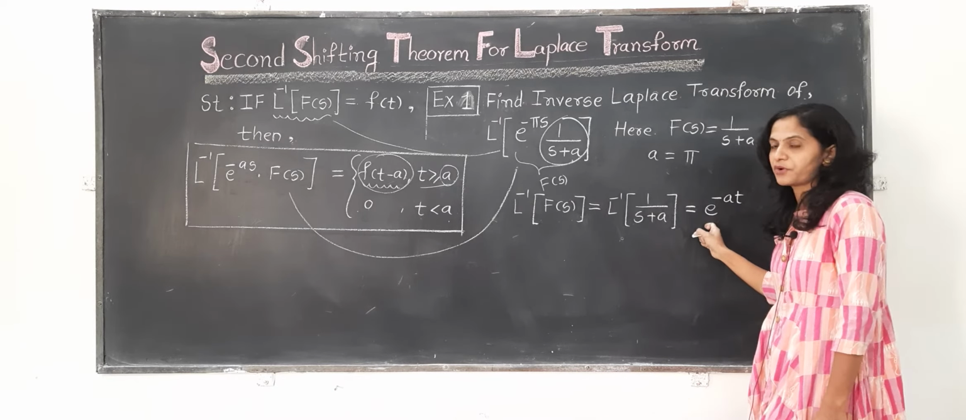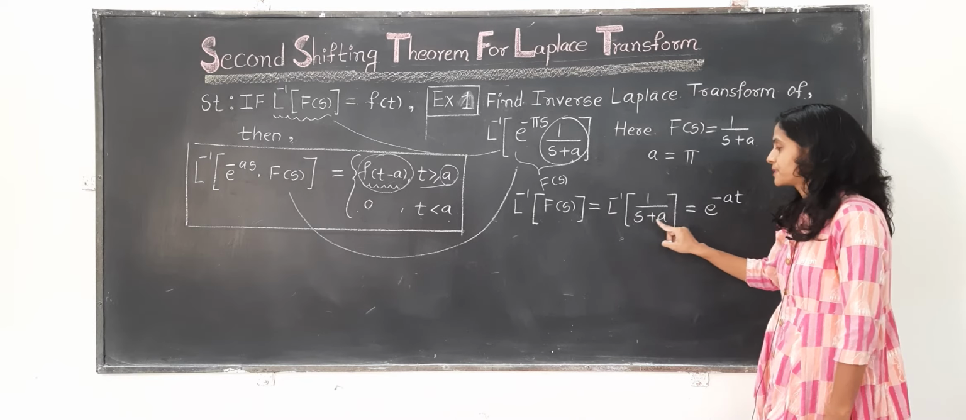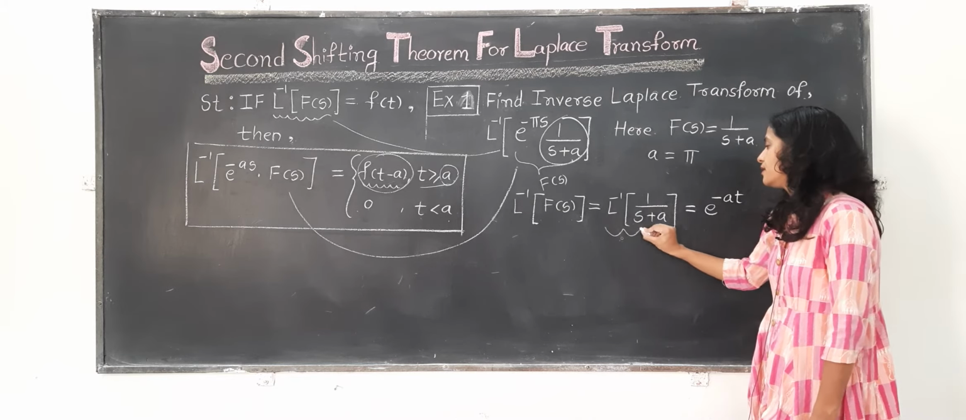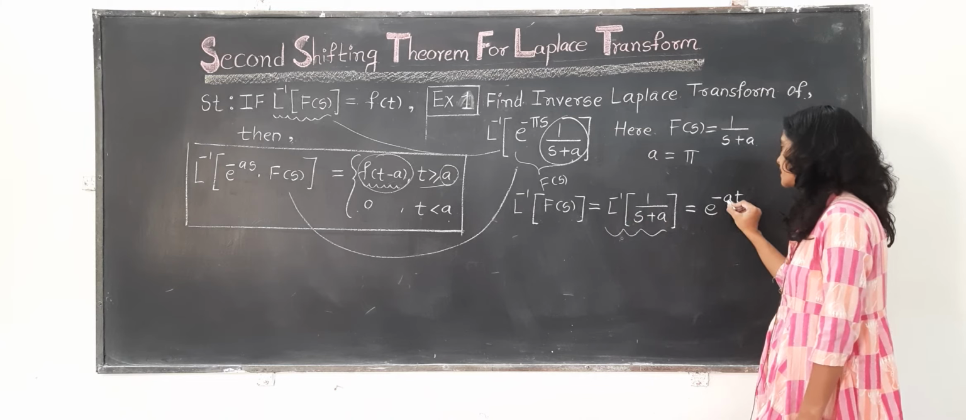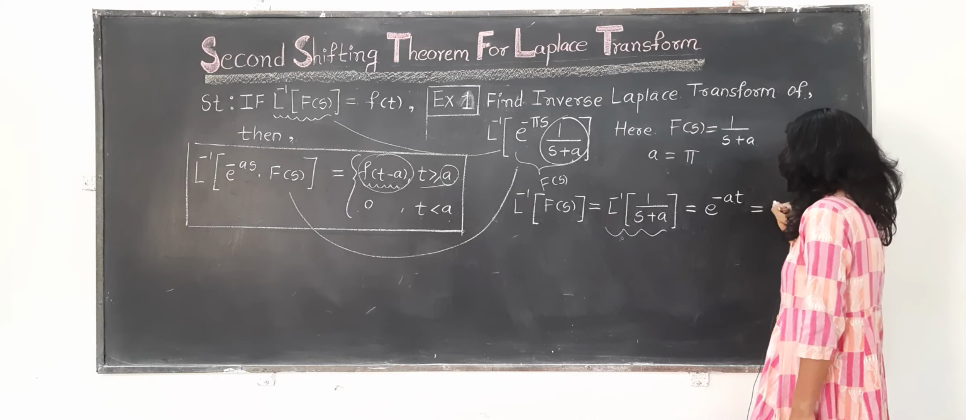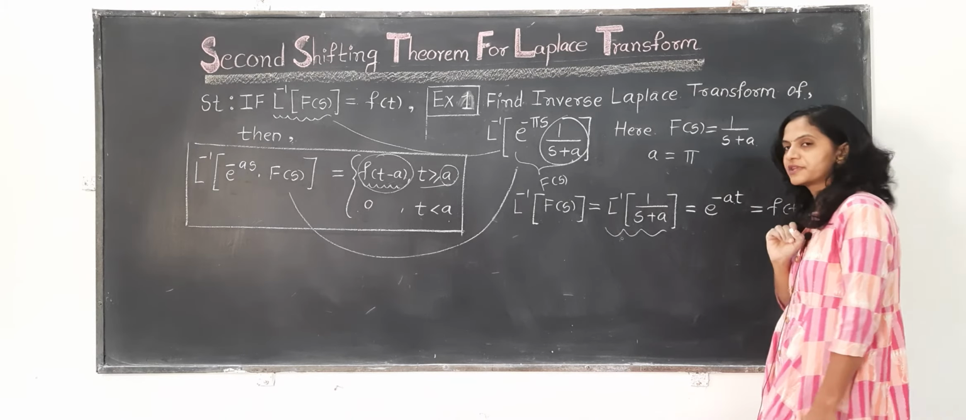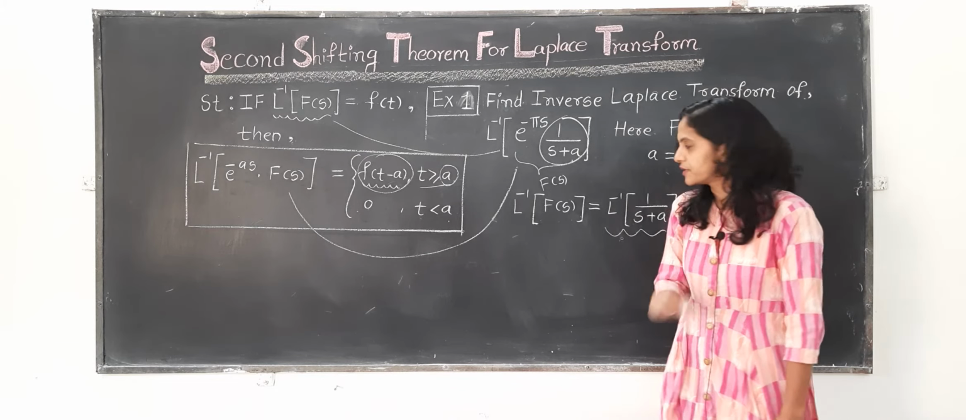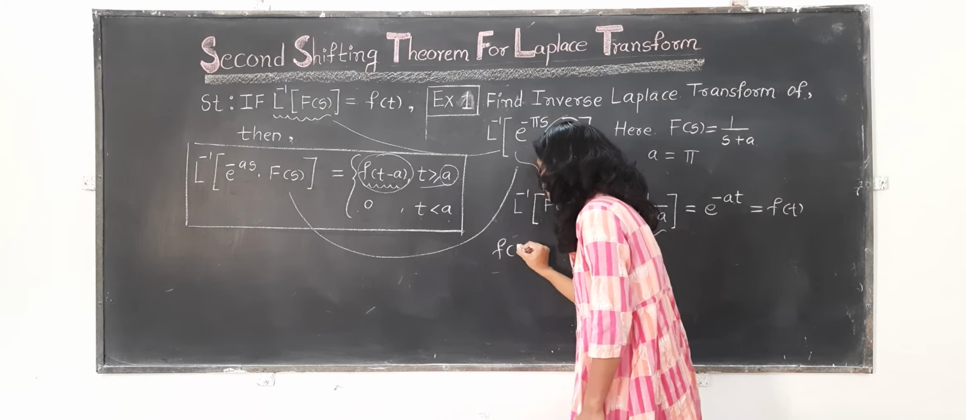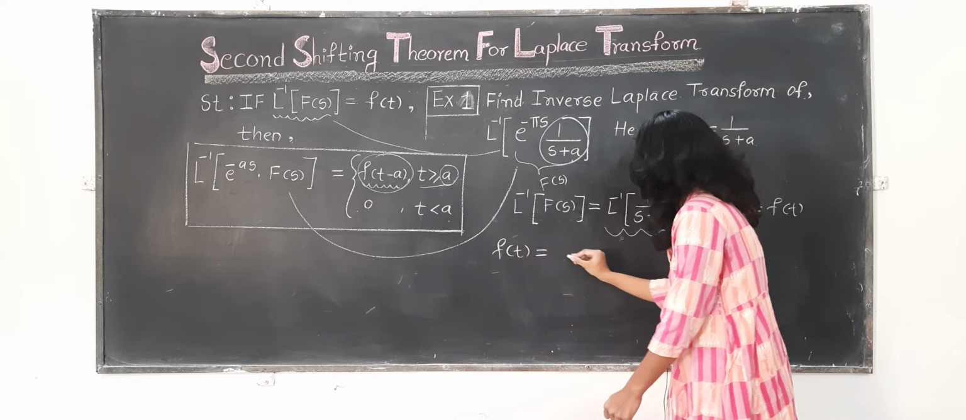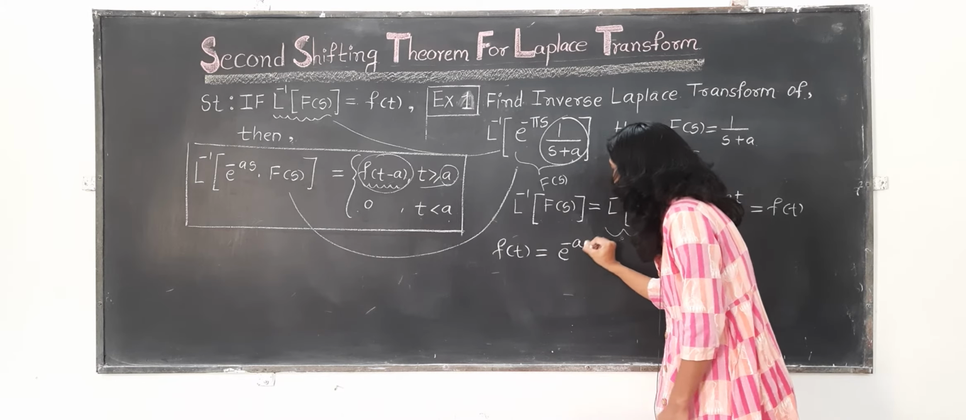So this is a standard formula. L inverse of 1 upon s plus a is nothing but e raised to minus at. So this becomes f of t. Here we got the value of f of t, which is e raised to minus at.